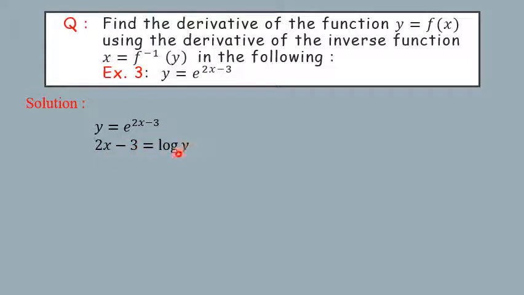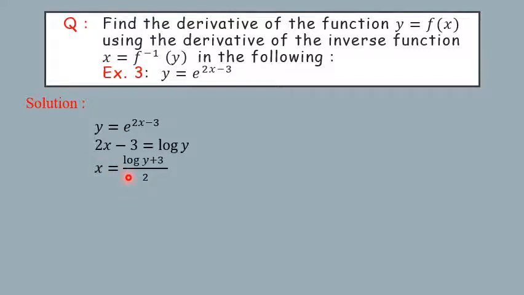base e. Since the base is e, we have just mentioned it. And then it can be written as x is equal to, now just we have to express x in terms of y. So this equation can be written as x is equal to log y plus 3 upon 2. So this is inverse function of given function. Okay, and now we are going to find the derivative of this inverse function.